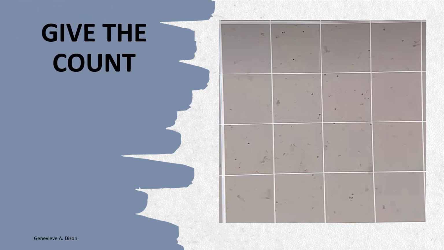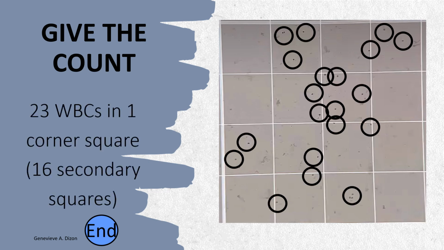Let's have an exercise. Let's pretend that this was one primary square you have focused under the microscope. Give the count of white blood cells in this primary square. You have 15 seconds to count. And that is 15 seconds. These are the white blood cells that should have been counted. There are 23 white blood cells in this one corner square. Or there are 23 white blood cells in 16 intermediate squares or secondary squares. Make sure not to count dirt and debris that may be seen on the primary square.